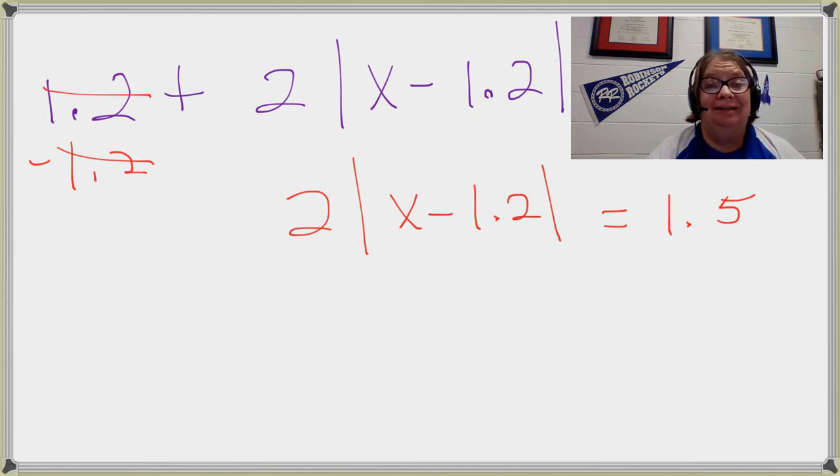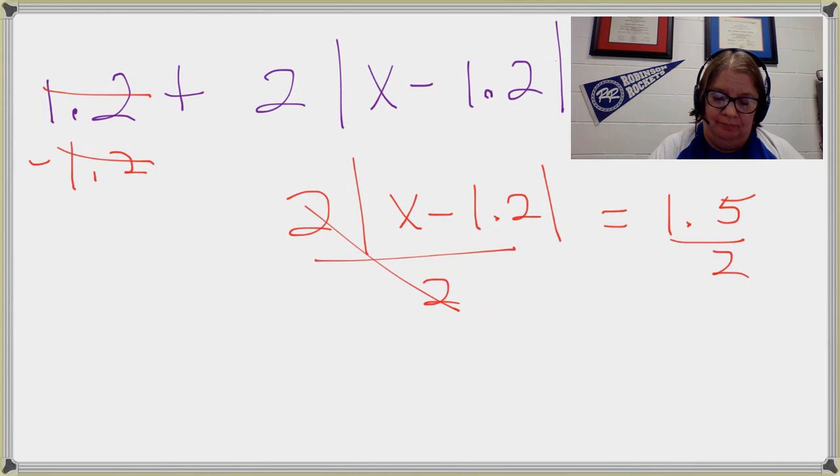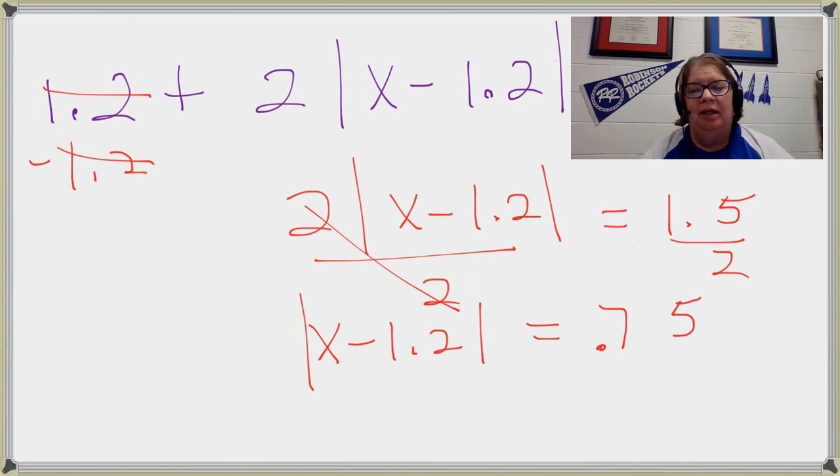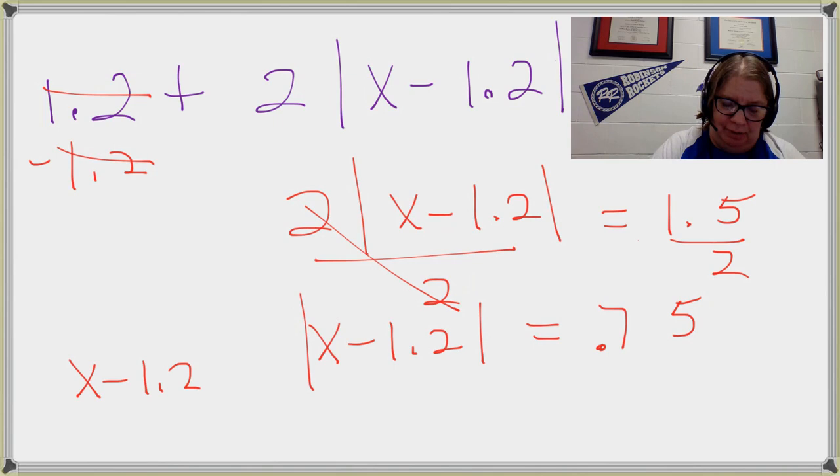How do I get the absolute value by itself? Right now it's multiplied by 2. So I'm going to divide by 2, divide by 2. So now I have the absolute value of x minus 1.2 equals 1.5 divided by 2 is 0.75. A mile and a half divided by 2 is 3/4 of a mile. Okay, use calculator, use Siri, something to do that calculation. Now, we have the absolute value isolated. Now we need to split it and make it x minus 1.2 equals 0.75.